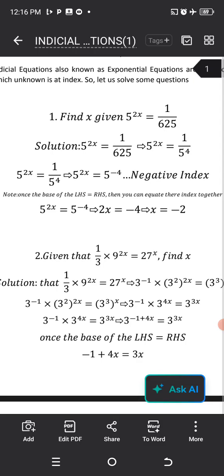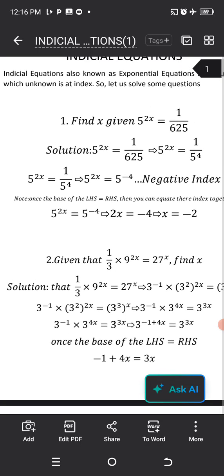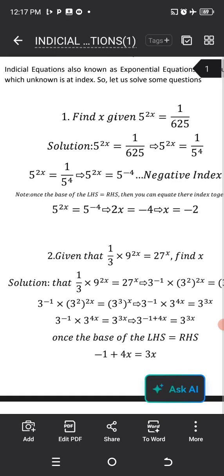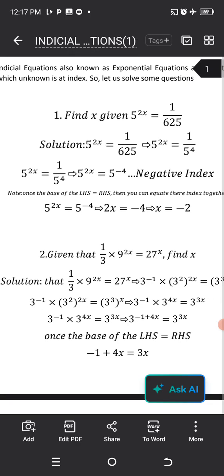The next line: we change it to negative index. We are applying the negative index rule, which says that whenever you have an index at the denominator and the numerator is 1, you can change it to a negative index. That is, 1 over 5 raised to power 4 can also be written as 5 raised to power minus 4. So 5 raised to power 2x equals 1 over 5 raised to power 4, which equals 5 raised to power minus 4.